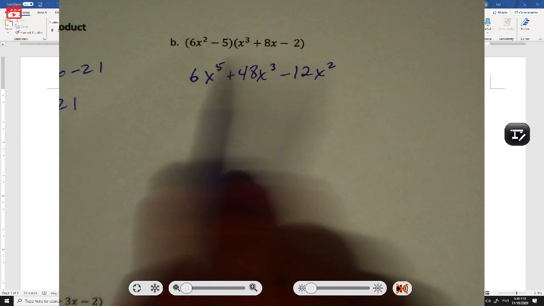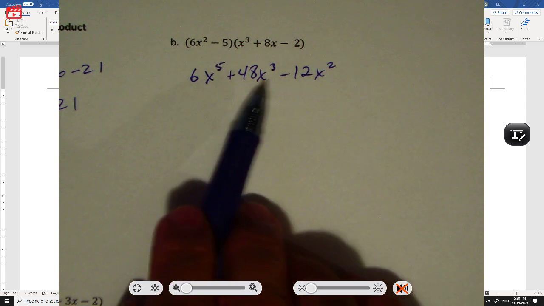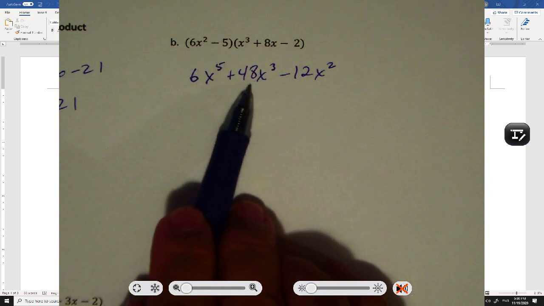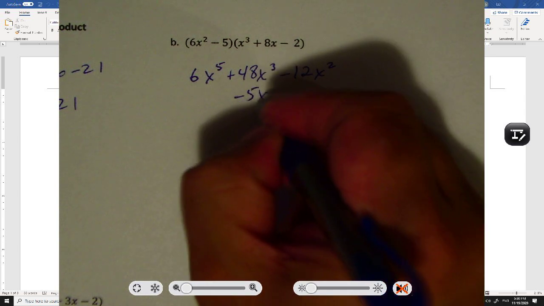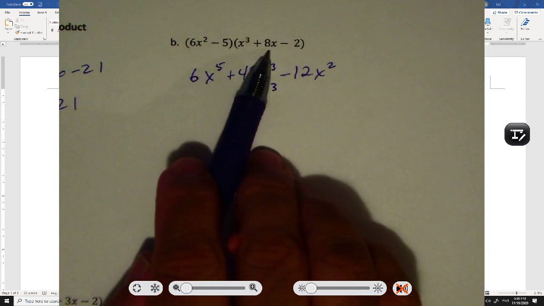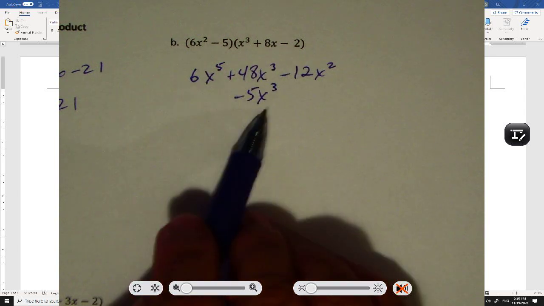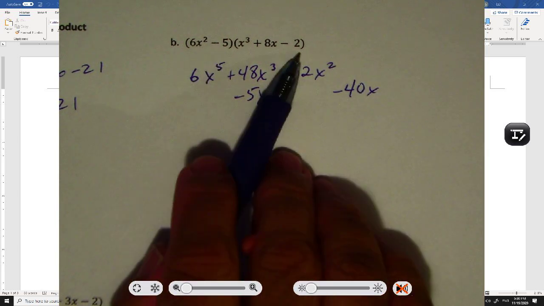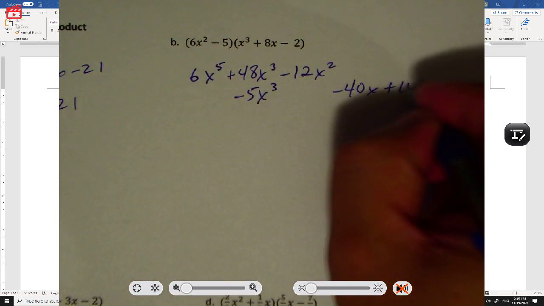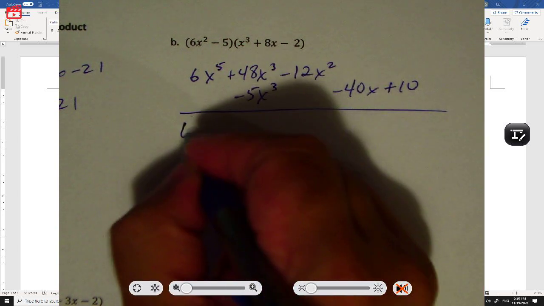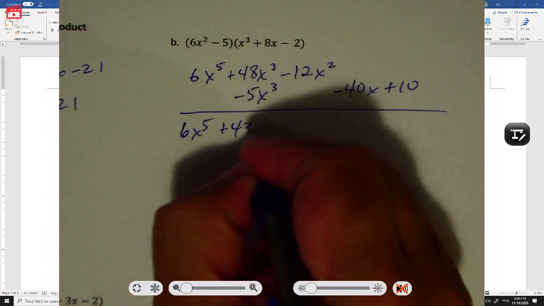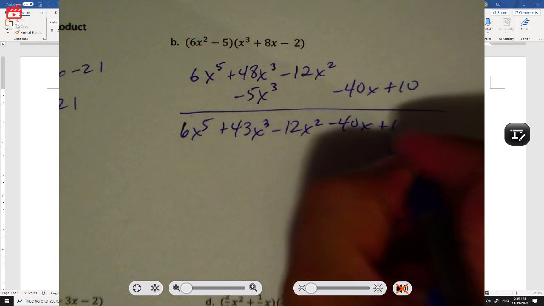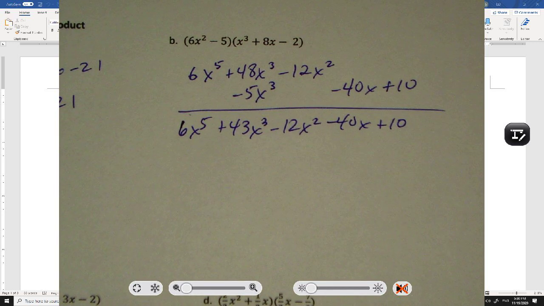Now, here's the trick. Instead of writing it over here, I'm going to look for what it's common with. So negative 5x cubed is going to be combining with the 48x cubed. So I'm going to write it underneath that. Then negative 5 times 8 is negative 40x. Well, there's nothing that matches that. So I write it over here. And then negative 5 times negative 2 is positive 10. And nothing matches that. Then combine. So 6x to the 5th plus 43x cubed minus 12x squared minus 40x plus 10. Alright, that's it. That's the answer.